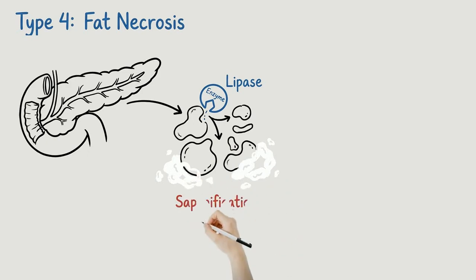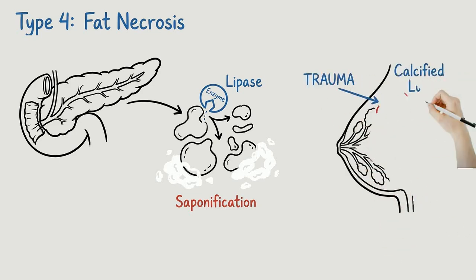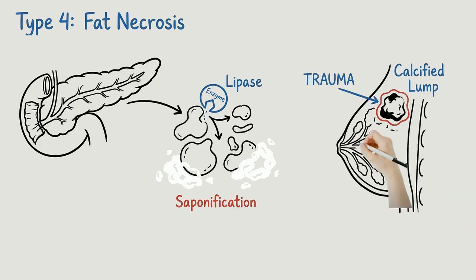Importantly, the calcium is consumed by those deposits, lowering serum calcium. So hypocalcemia in acute pancreatitis is explained by fat necrosis via saponification. Second setting, breast trauma. Blunt injury ruptures adipocytes, leading to the same chemistry. Fatty acids bind calcium and calcify, creating a firm, sometimes tender lump that can mimic a mass.